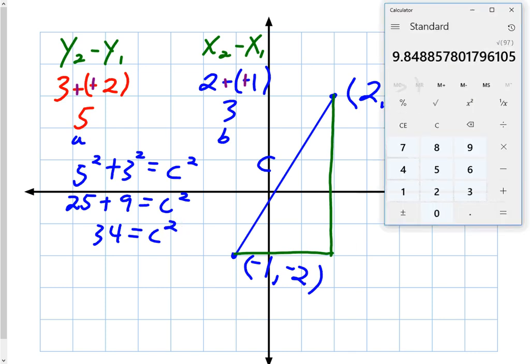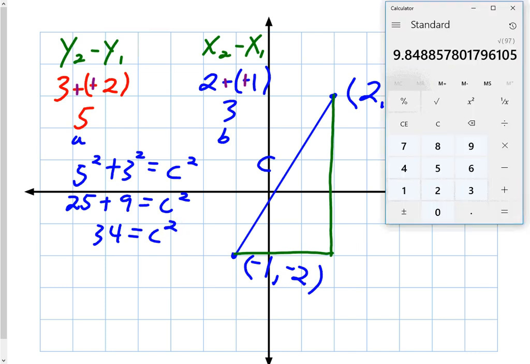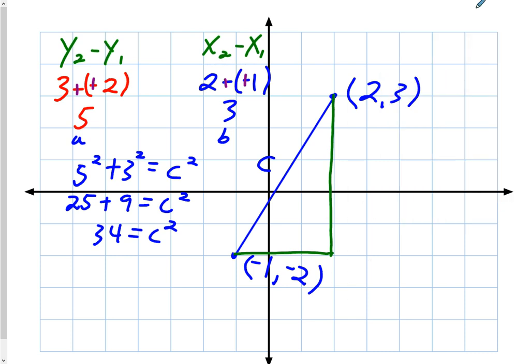And now pull up my calculator again. And I'm going to do the square root of 34. So 34 square root, and I get 5.8 for C.